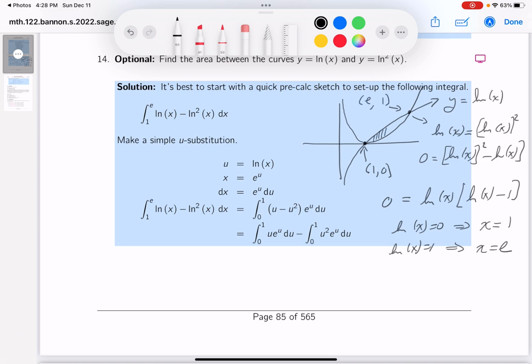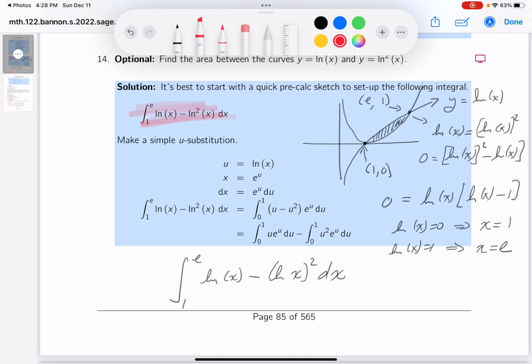This is the area they're talking about. Setting up the integral is fairly easy. It's going to start at 1. I'm moving along the x's. It'll move up to e. The upper curve is the natural log of x. The lower curve is that square problem, the natural log of x squared, dx. All right, that's your first goalpost, and that's right over here. We go from 1 to e, natural log of x minus the natural log of x squared, dx.